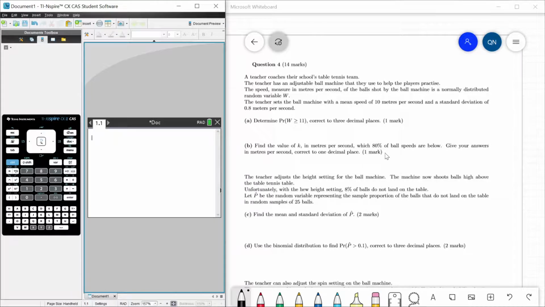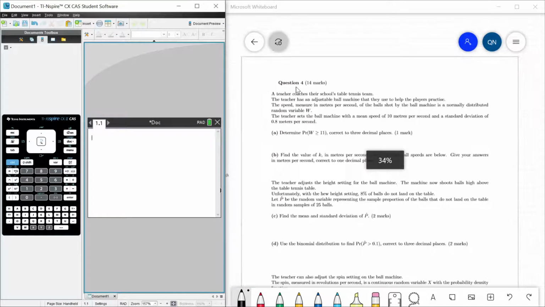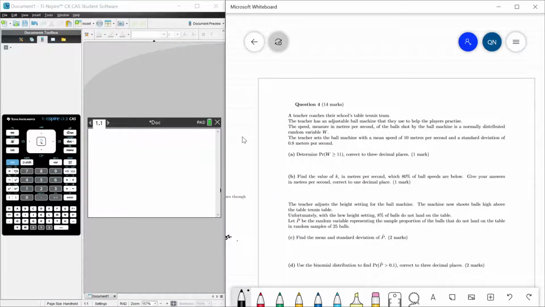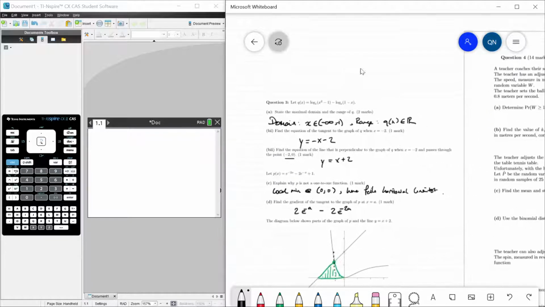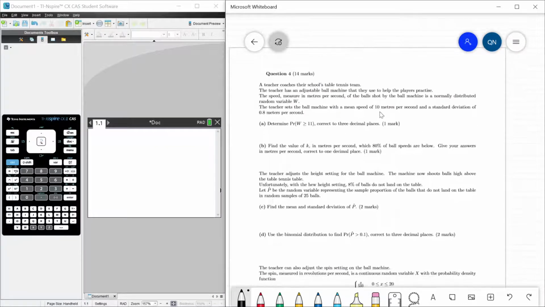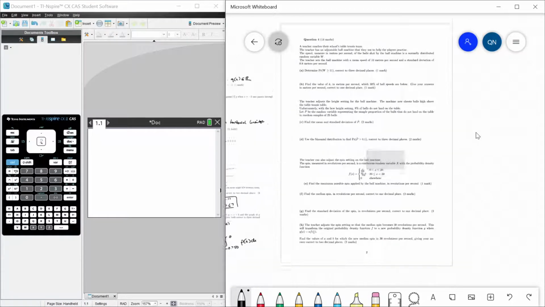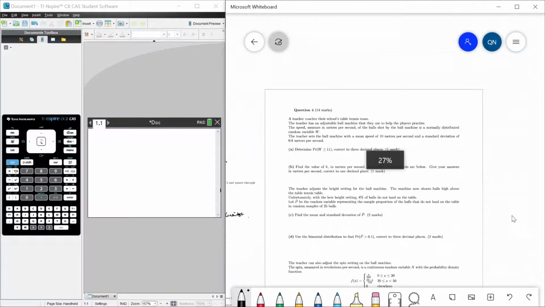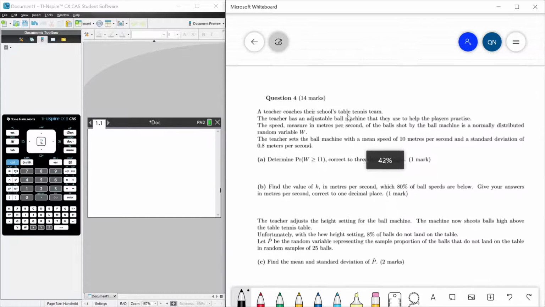Greetings everybody, so we're going to be taking a look at question 4 of the 2021 Methods Exam 2. We already did a video on question 3, I'm going to be doing question 4 now. This is a probability question. What do we have here?